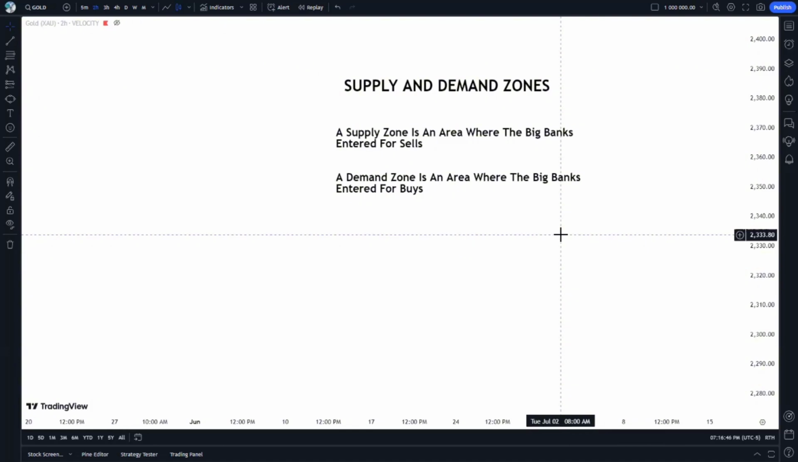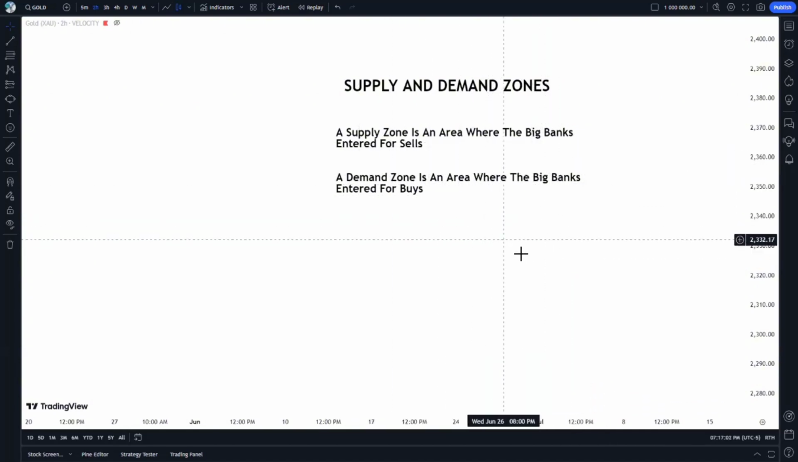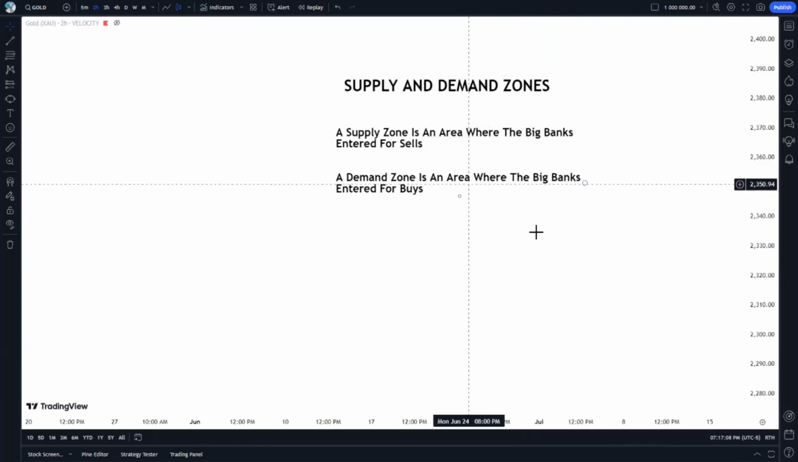So if they identified an area as a good area for entry, that means we want to enter also at that area, in the same position that they are entering. So if they enter at a supply zone for sales, we want to enter there for sales. Of course, we're going to need other confirmations and other confluences, but those are the areas where we would want to enter for sales too.